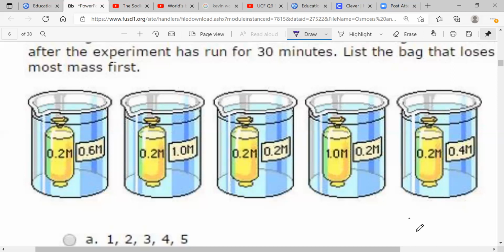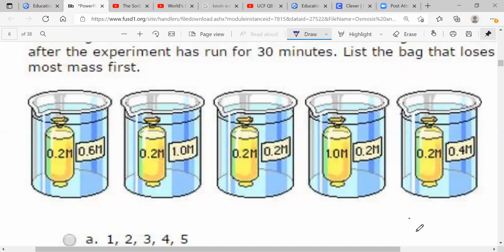Chris, which way is water going to flow in cell, or excuse me, in example number 1? Into the cell or out of the cell? Out of the cell. Eva, how about number 2? 0.2 versus 1.0. Which one has a greater concentration, the solution or the cell? So which way will water flow? Into the cell or out of the cell? Good.